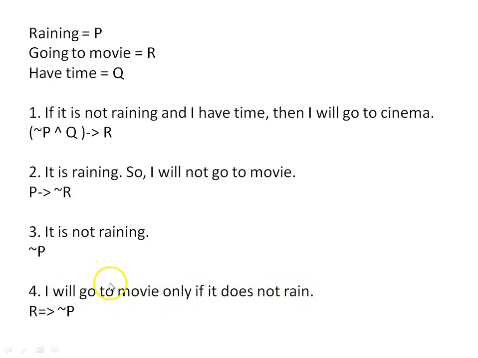So I will go to movie is R. So R implies negation of P. That means I will go to movie if it doesn't rain. So R implies negation of P.